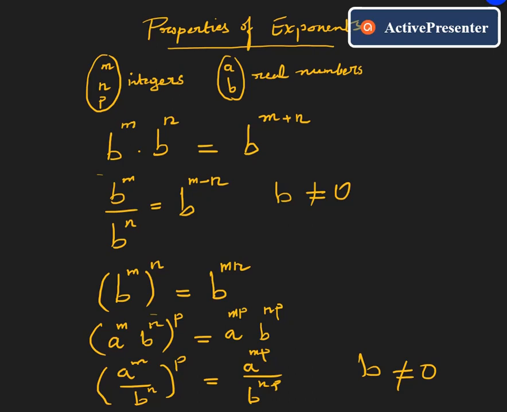So what are the properties that we studied right now for the exponents? The first property is the product. The second property is the quotient. The third property is the power. In the power, there were three forms. This is the first form, second form, third form. And that's it, the properties of exponents.